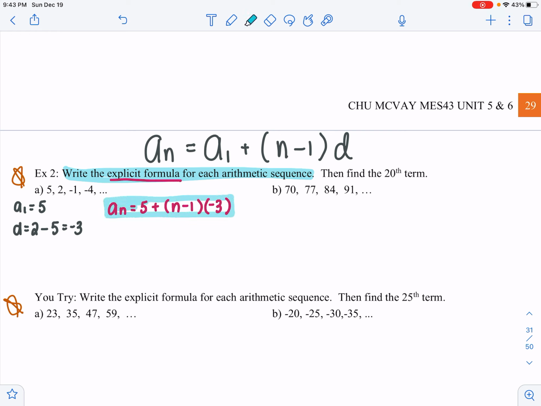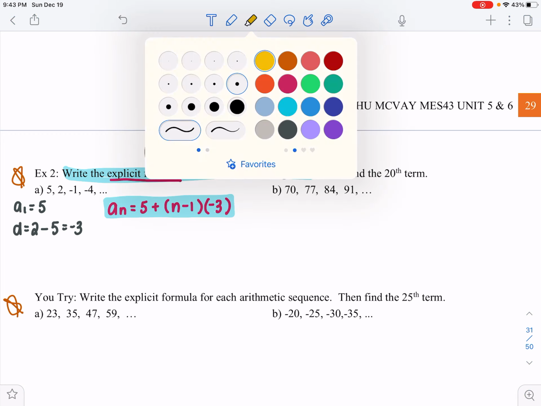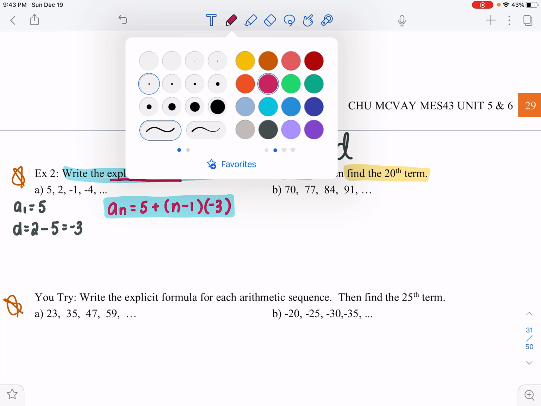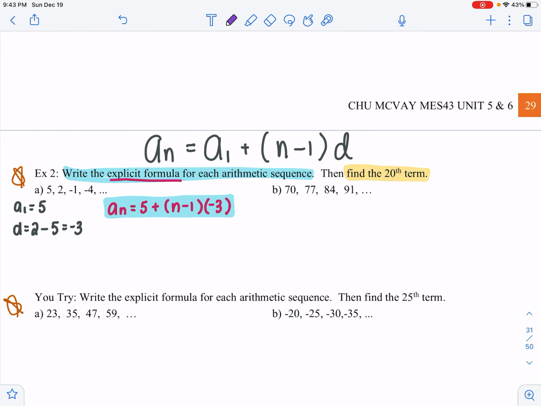Okay, we're about to do the next part. That's our formula. The next part says find the 20th term. So let's see if we can do that. If we want to find the 20th term, what we're going to do is plug 20 into this formula. So A20, right? That's what it means to find the 20th term. Is going to be 5 plus 20 minus 1 times negative 3.